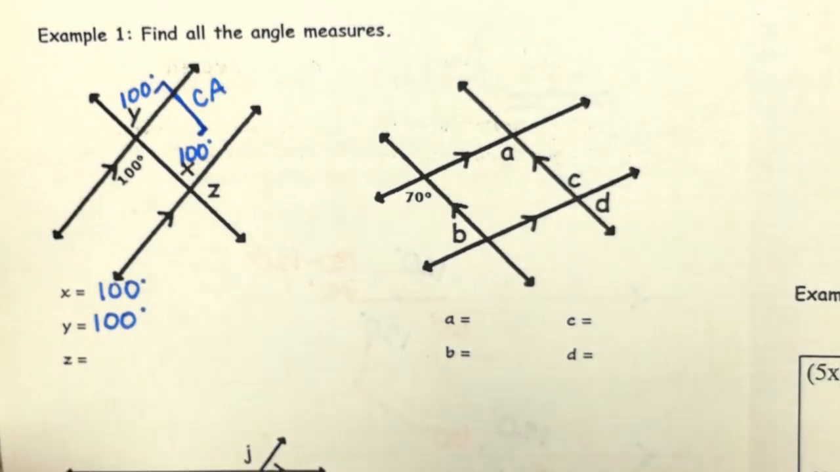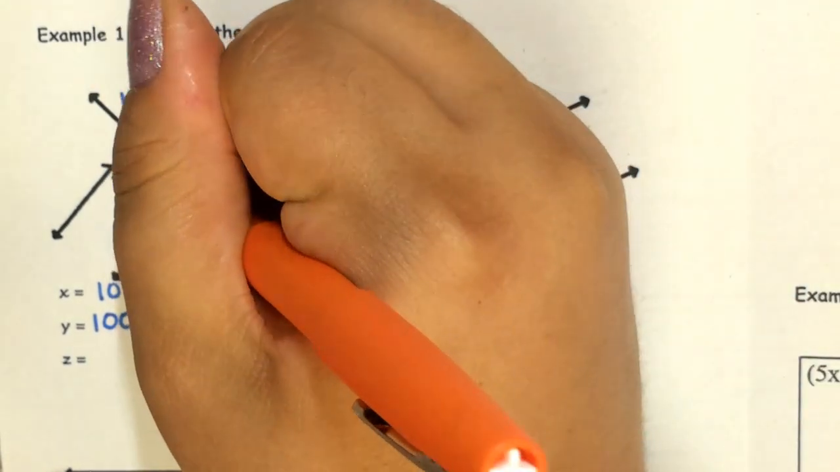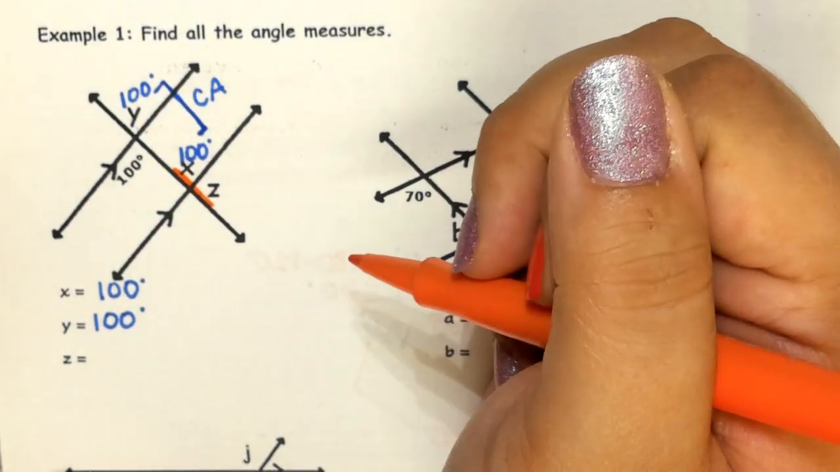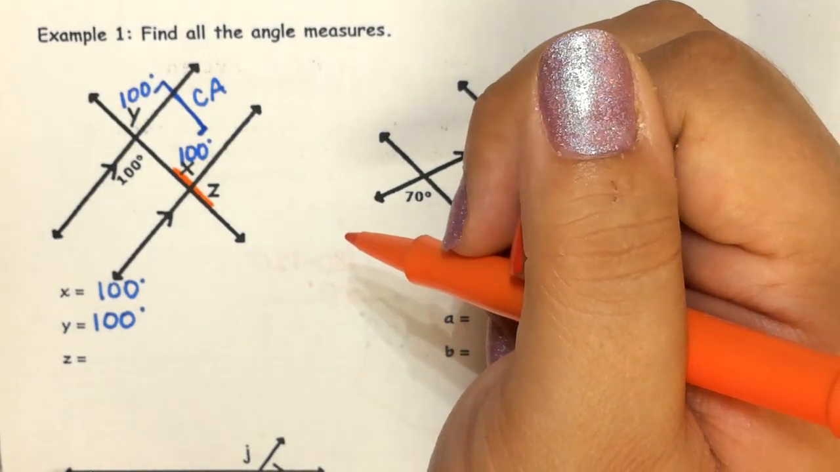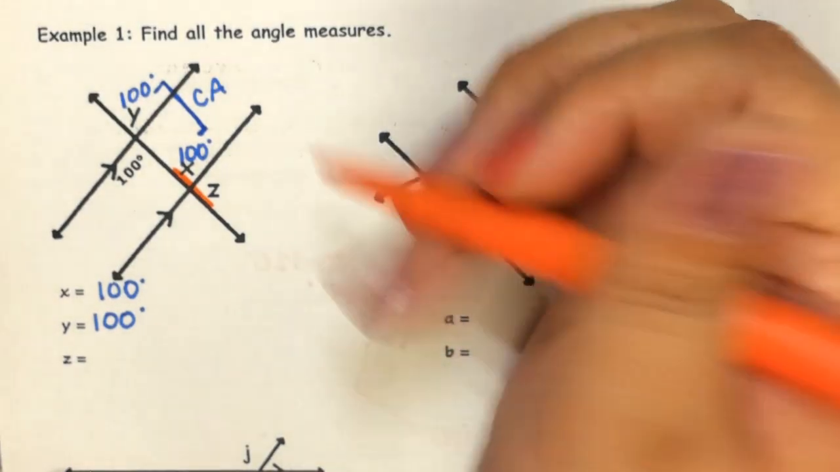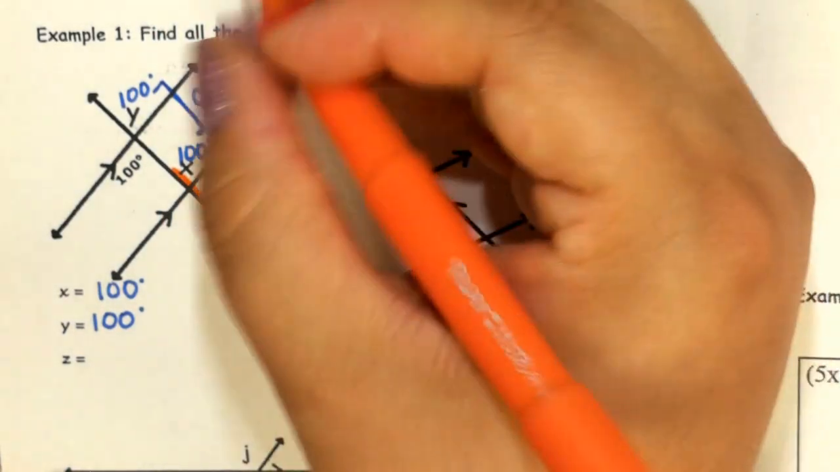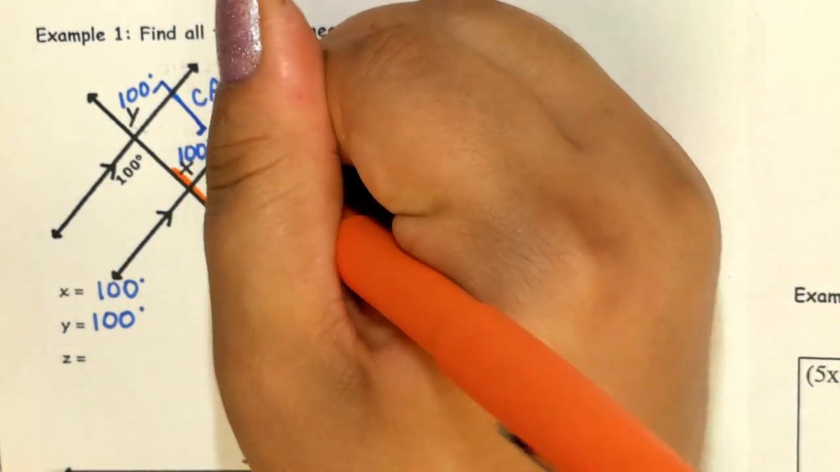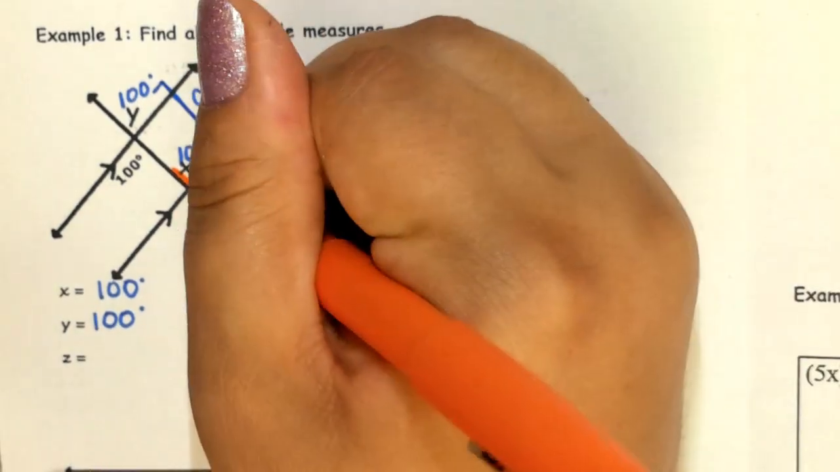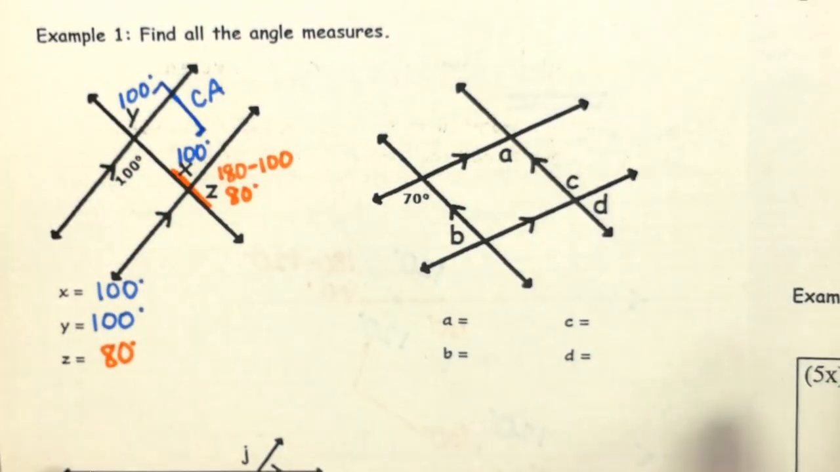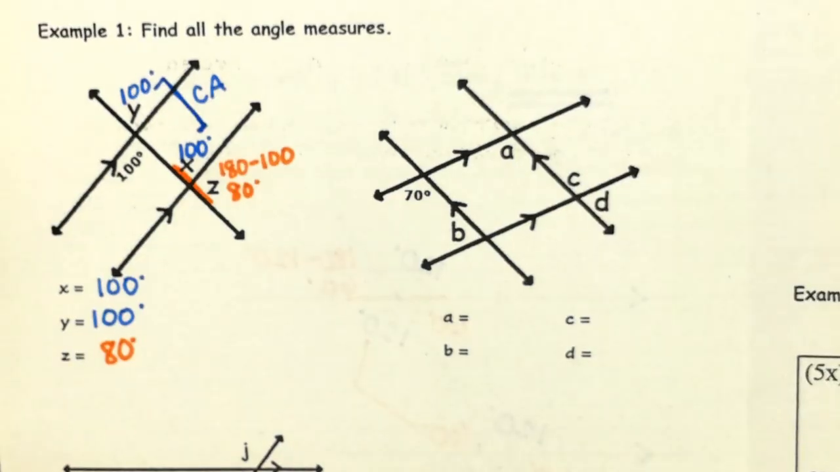How do I find Z? Subtract from what? Why? You're right, they are supplementary. What vocabulary word are they? Linear pair. They are next to each other and they add up to 180. They're a linear pair. So I'm going to do 180 minus 100, which is 80 degrees. Okay?